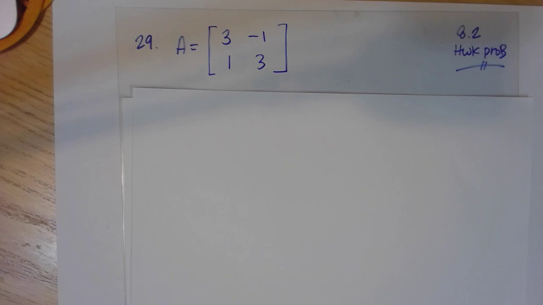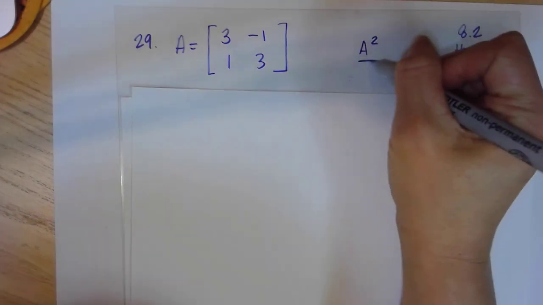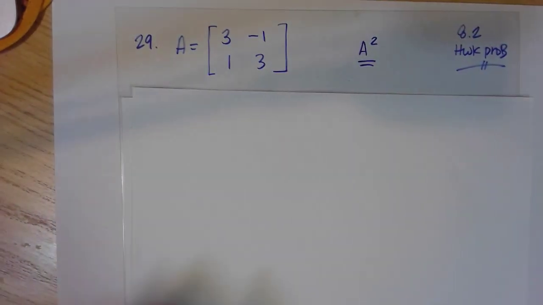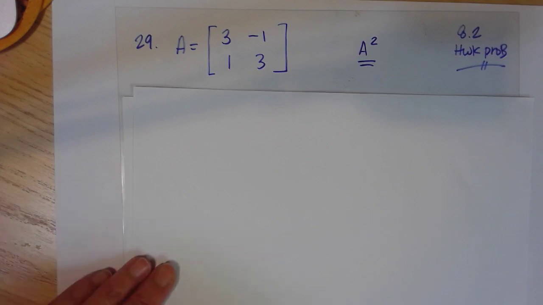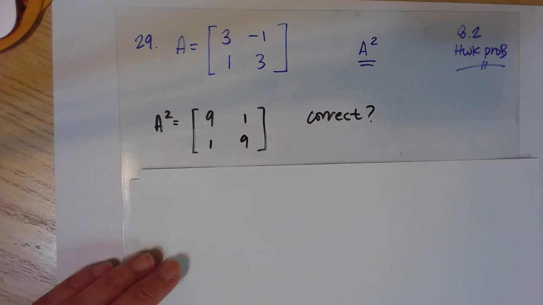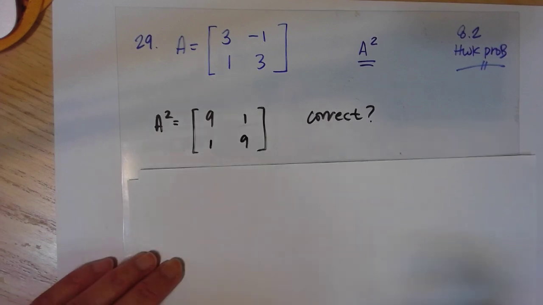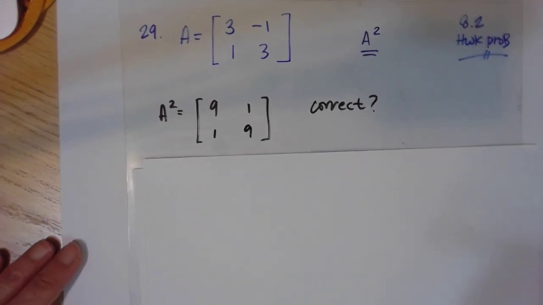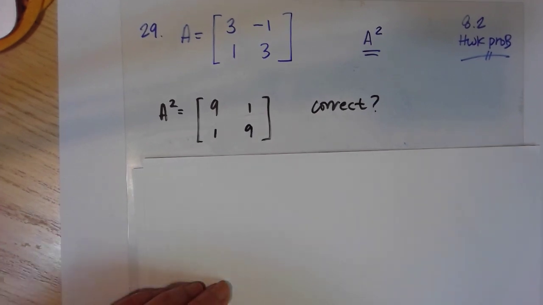A is a 2 by 2 matrix. It's 3, negative 1, 1, 3. What if I asked you to calculate A squared for this 2 by 2 matrix? Now, what if I were to tell you a true story? One time, a student actually did this. Is he or she correct? And if not, what did he or she do wrong? Can you figure that out?